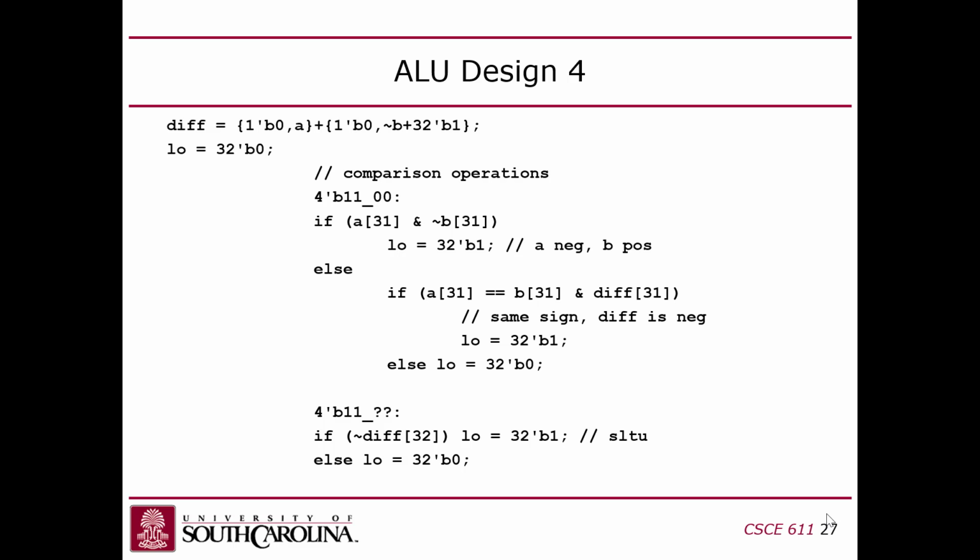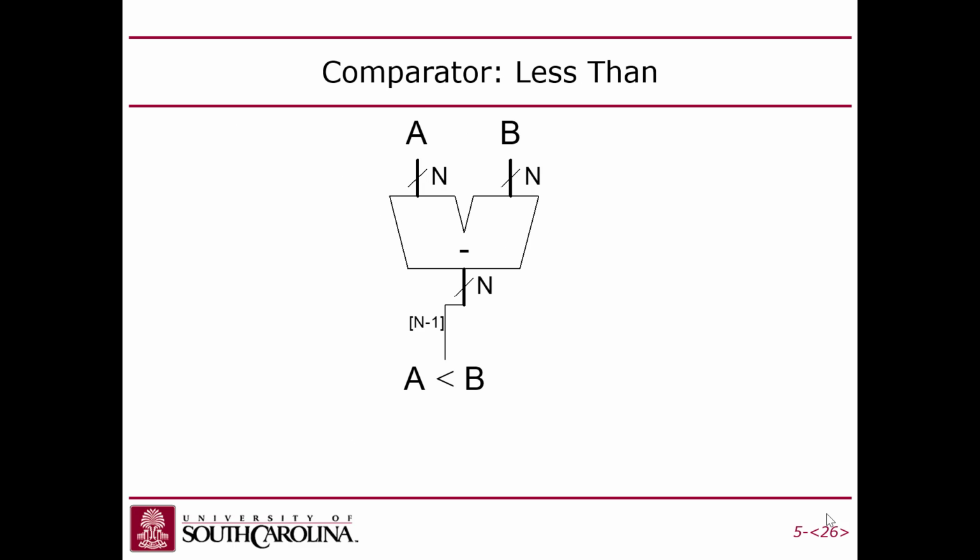But if that is not the case, meaning they're both negative or they're both positive, or if A is positive or 0 and B is negative, which would be the other 3 cases, then it looks at the sign bit of diff, right? Which is what this is doing here. This is the difference, and that's bit n minus 1. That's the sign bit. Make sense?